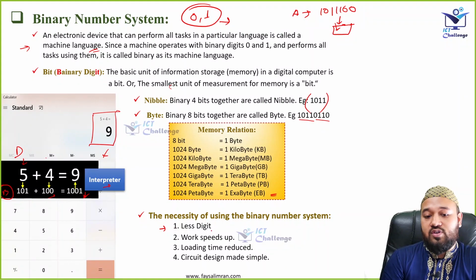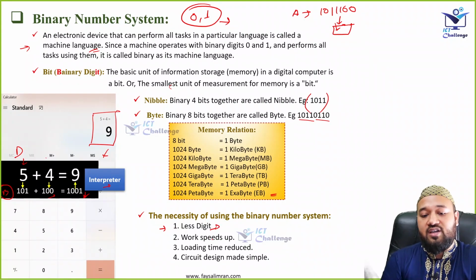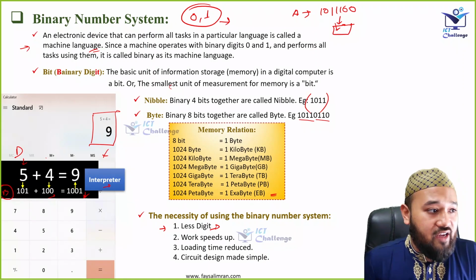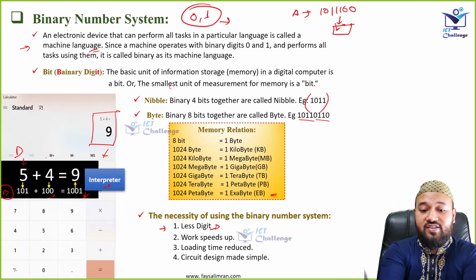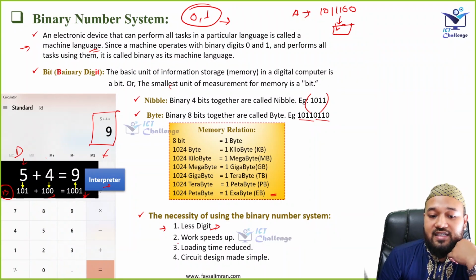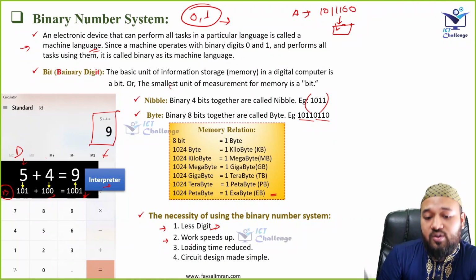So they use fewer digits inside their execution. Binary has only 2 digits, where octal has 8, decimal 10, and hexadecimal 16. So devices only use the binary number system for the fewer digits. Second, if a device uses fewer digits, they can speed up their work. They can work quickly and fast. So work is sped up.